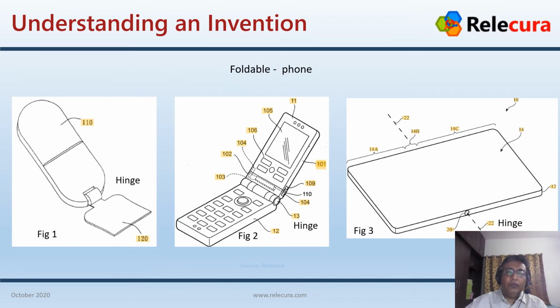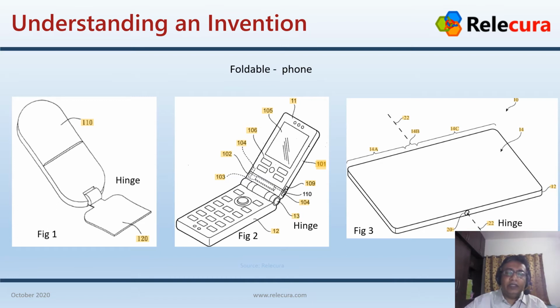In order to do better patent searching, it's very important to understand the invention. Now you can see here there are three types of phones and our invention is a foldable phone. So figure 1, you can see here, this is also a flip kind of phone where hinge is there. Second one is also a flip kind of phone where hinge is there. Third one is the foldable phone where hinge is available.